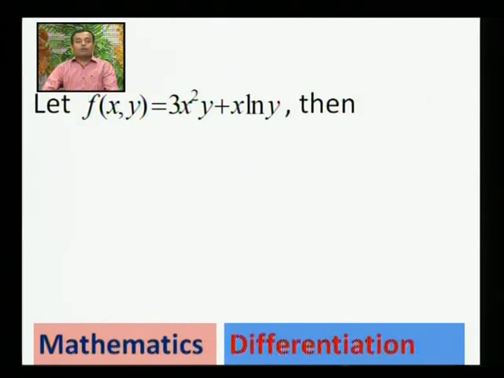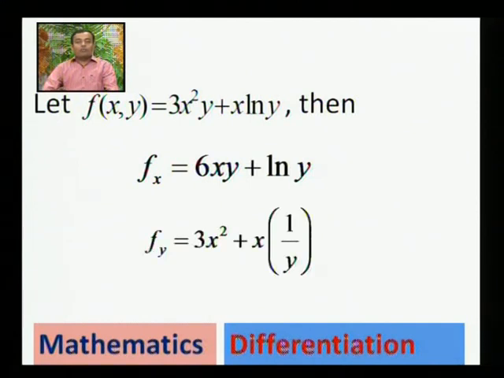So for the derivative of f, that is f_x, you can see that y will remain constant. We just have to differentiate x², and the derivative of x² is 2x, so we will have 6xy. In the second term we have to treat ln y as a constant, so the derivative of x will be 1. So the partial derivative of f with respect to x, that is ∂f/∂x, is nothing but 6xy plus ln y.